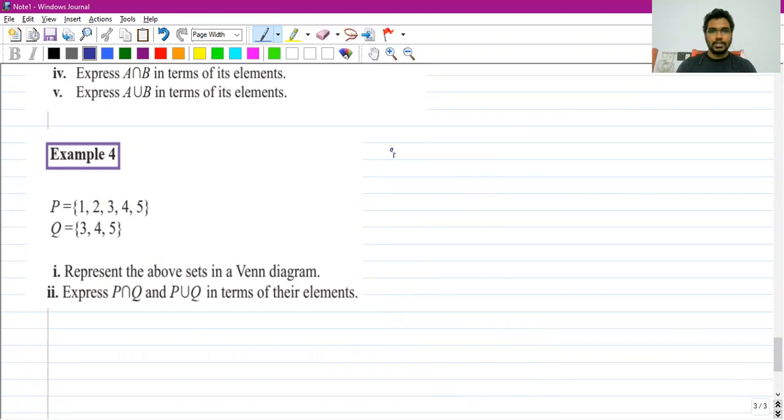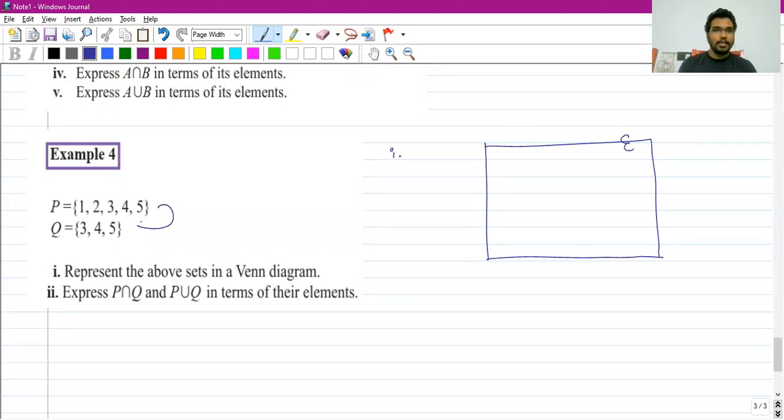So first question, shall we express them in a Venn diagram? What you have to see first is whether there are any common elements for both of these. Yes, we can see 3, 4, 5 are common elements for both of these. And see, all of the elements of Q are inside this P.